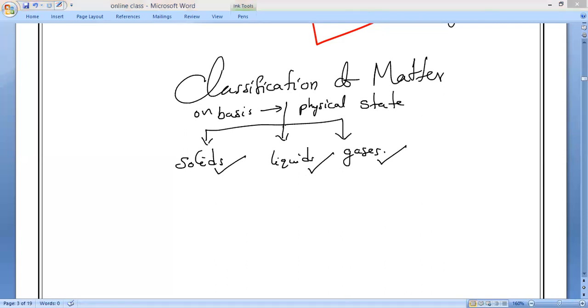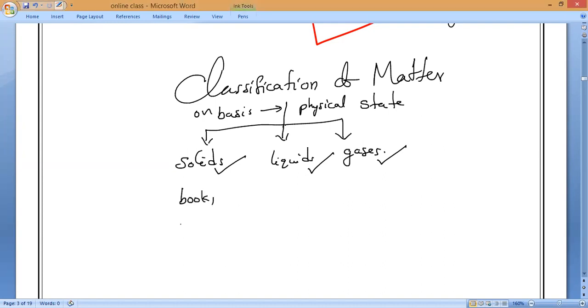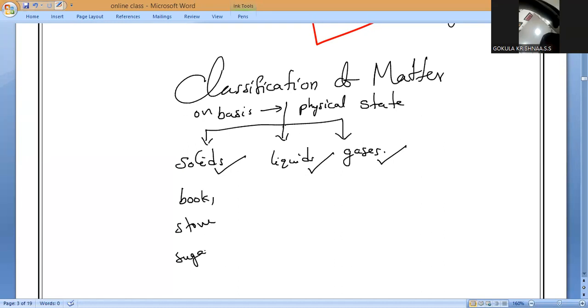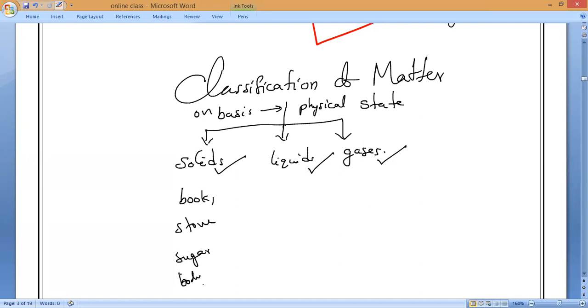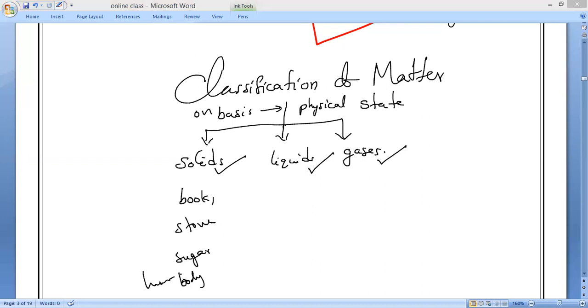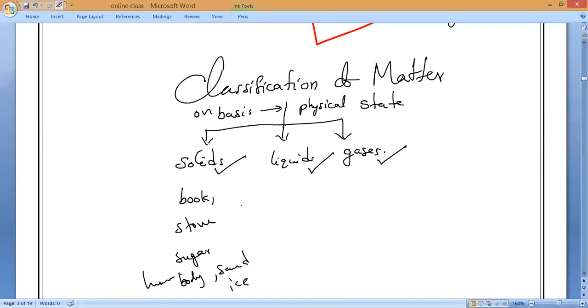Gases. Okay. Now, anybody can tell me examples of solids? Ready? Danishka, Gokul, anyone? Vardhani, please respond. Examples of solid. Book. Very good. Stone, sugar. Understand? At home you are having sugar. Human body. Yeah, human body. Very good. Any other? Rocks, phone, ice. Sand, you can take sand, ice. Everything we used to call solids.